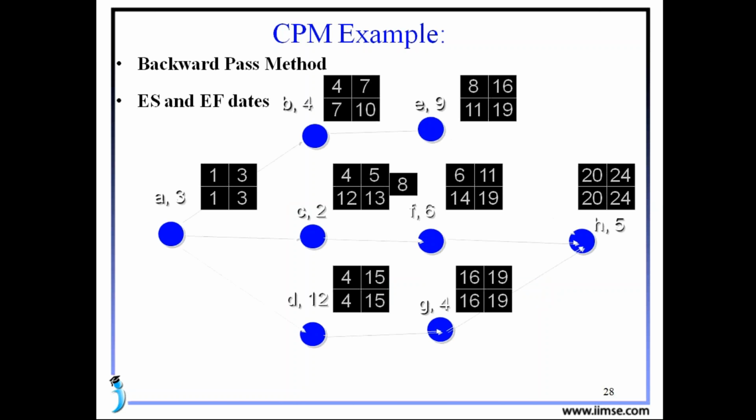In the backward pass we find the latest start and latest finish. So to find the latest start and latest finish, for the H, the latest start is the same as the earliest start, and also the latest finish and earliest finish, because it's the last activity. For the last activity, early start and late start, early finish and late finish, both are the same.